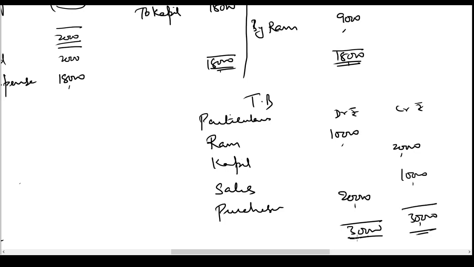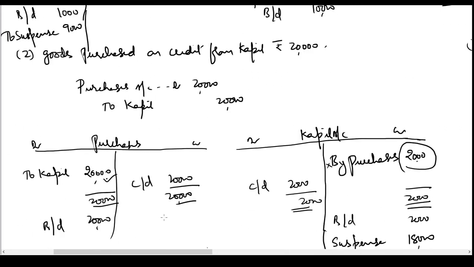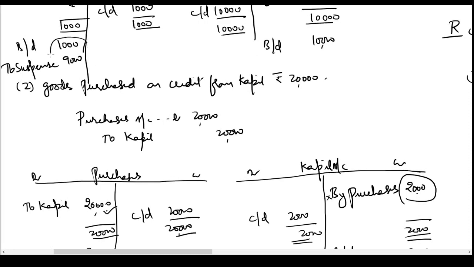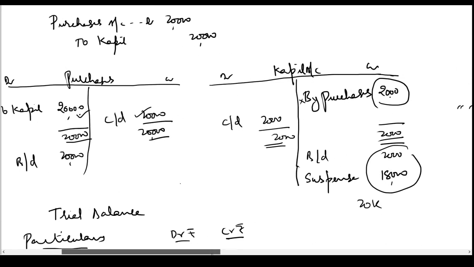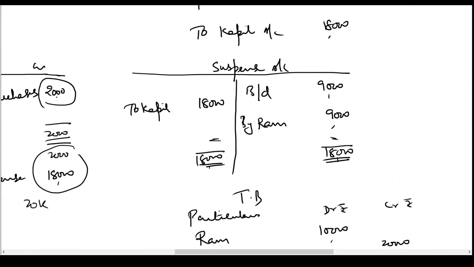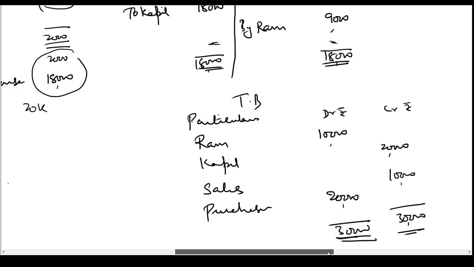Now suspense account does not have a balance. It is tallied here. If you observe, there is no balance left in suspense account. So suspense account will not have any balance. If you observe here, Ram account is now showing 10k balance. Sales account is showing 10k balance, correct balance. Purchase account is already showing 20,000 balance, and Kapil account is also now showing 20,000 balance, 20k balance. So after the rectification of errors, the trial balance tallies and both the sides are showing the same balance.